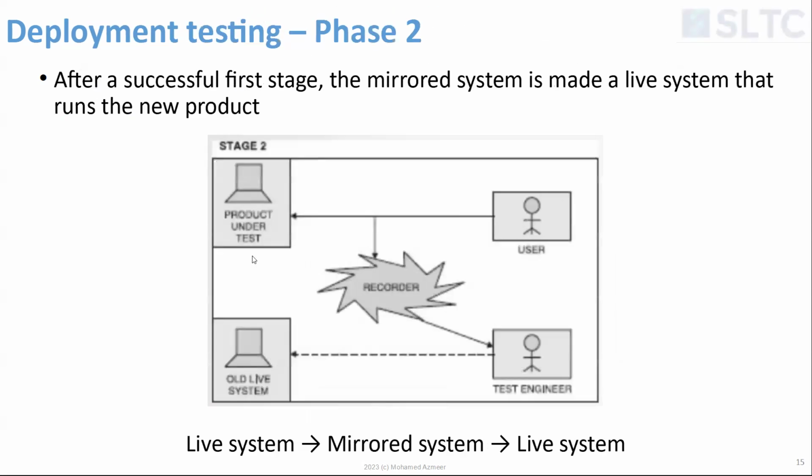Phase two is where, again, we have the product under test and then we have the old live system. Now you see the user is using the new system, right? And then we are capturing the data from the new system and loading it to the old system, and seeing whether this is the opposite of the previous one, whether this is working. After the successful first stage, the mirrored system is made a live system that runs the new product.